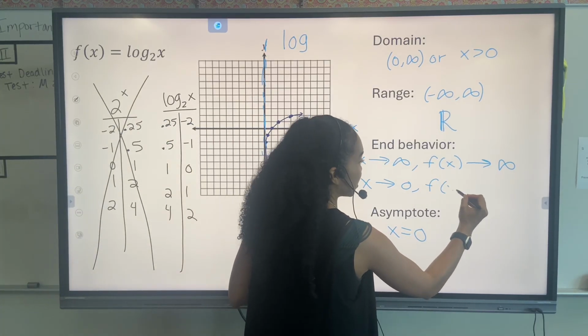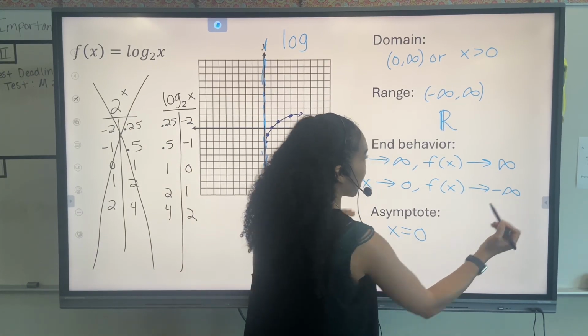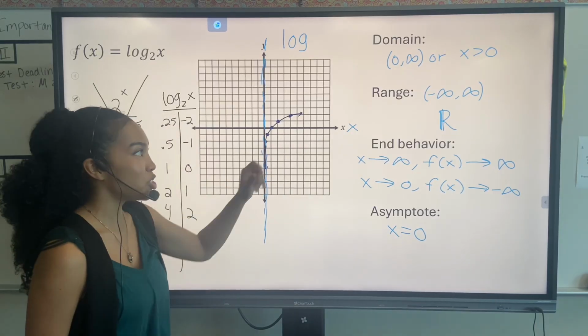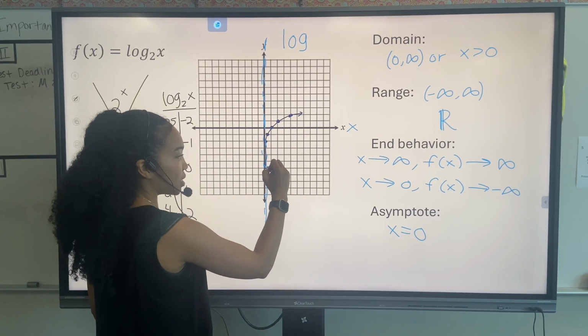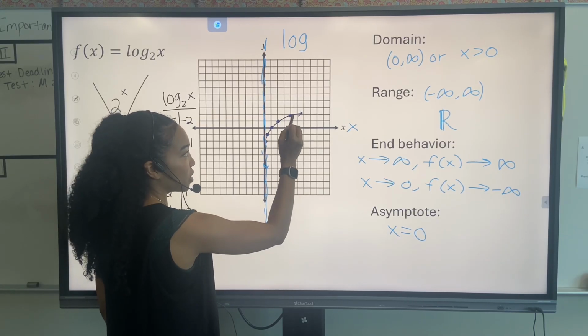Yep, it's going down to negative infinity. So that is your end behavior. Your range is all real numbers. You can write it either way. It's pointing down to negative infinity. It's going to go down forever and then up forever.